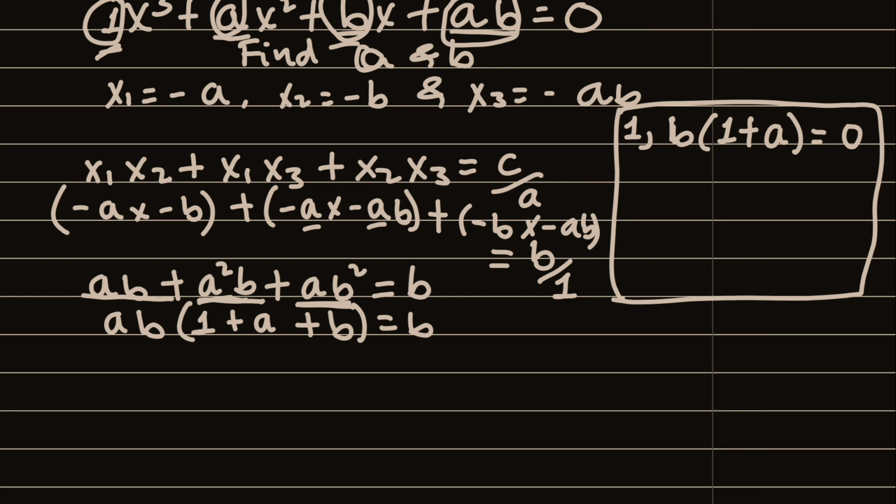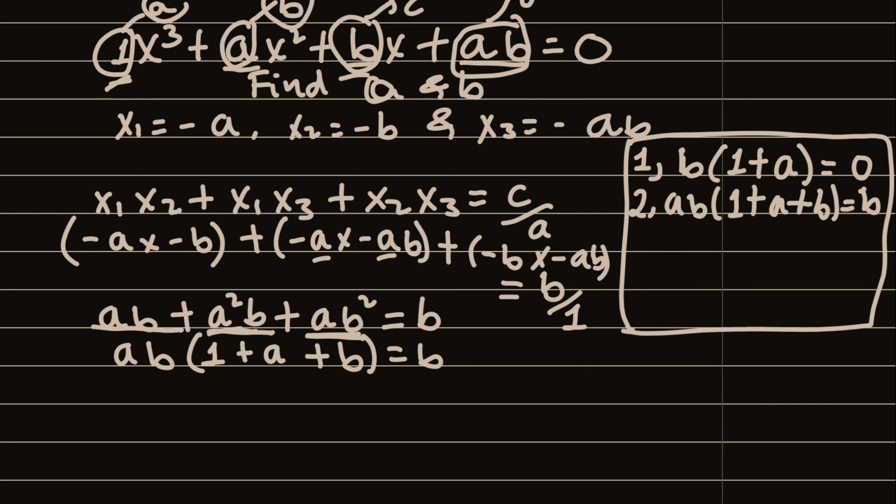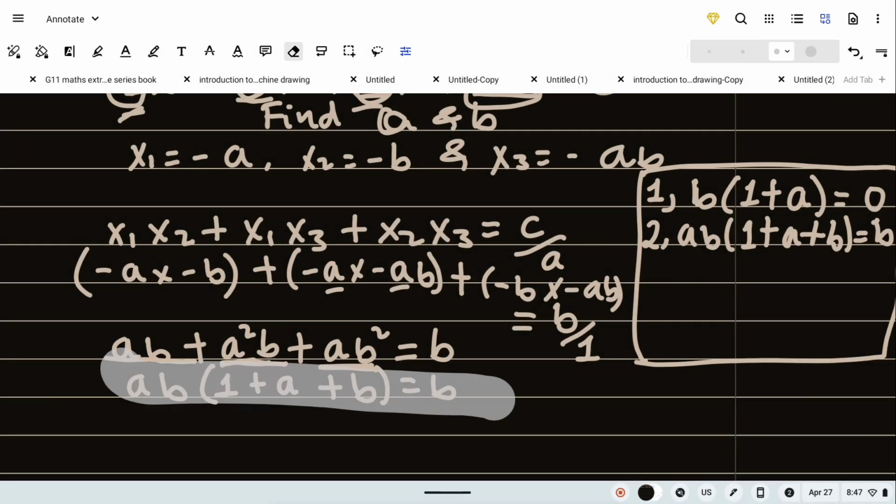Okay, let's put in our box ab times 1 plus a plus b is equals to b. This is our second formula of Vieta. What about the third? Let's erase this part and continue.